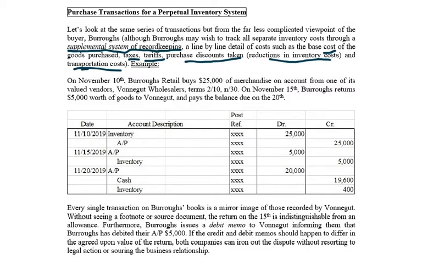So you can make this as complex or as simple as you want or need. It's up to you. Same basic transaction as we did for the selling material, except we're just going to look at it from the buyer's point of view, so you'll see a change in language. So now it's November 10th still. Burroughs Retail buys, instead of selling obviously, $25,000 of merchandise on account from one of its valued vendors, so we switched language there too.